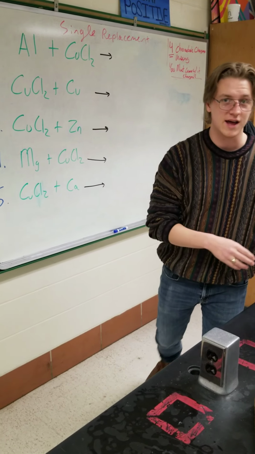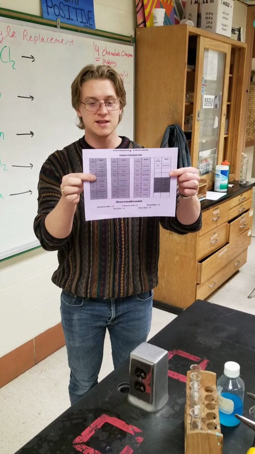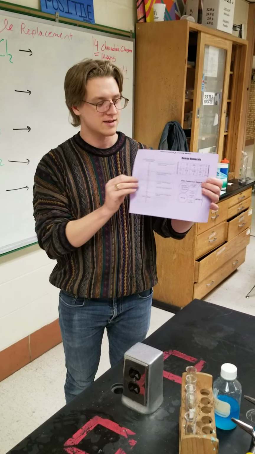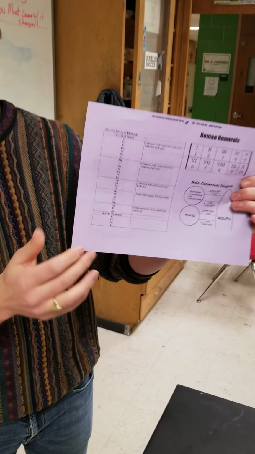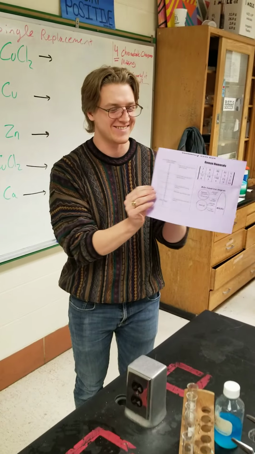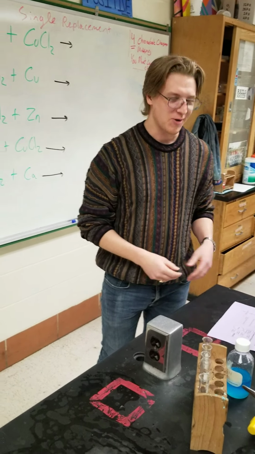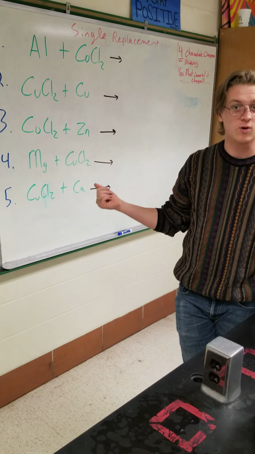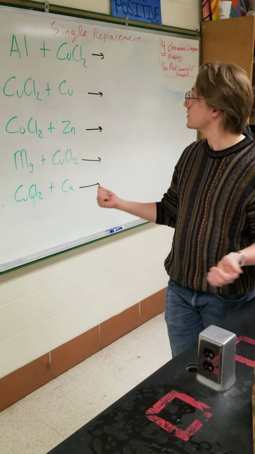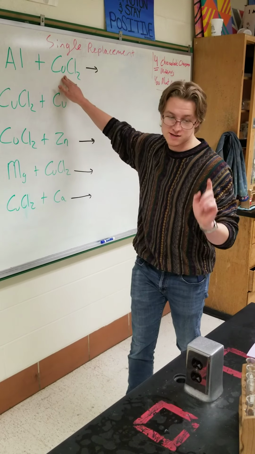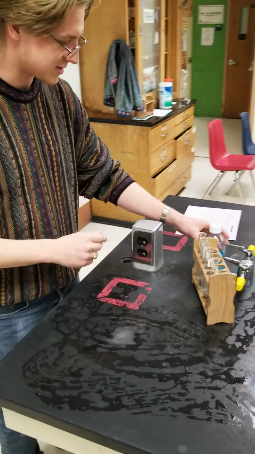Another thing you're going to want to have out alongside you is this sheet, the toolbox. The main thing is on this side, you have the activity series here. That is what we're going to use a lot throughout this time, because we can actually predict and write what's going to happen, what's going to replace what. So aluminum with copper 2 chloride is going to be the first one we're going to look at, and it's going to be this reaction.